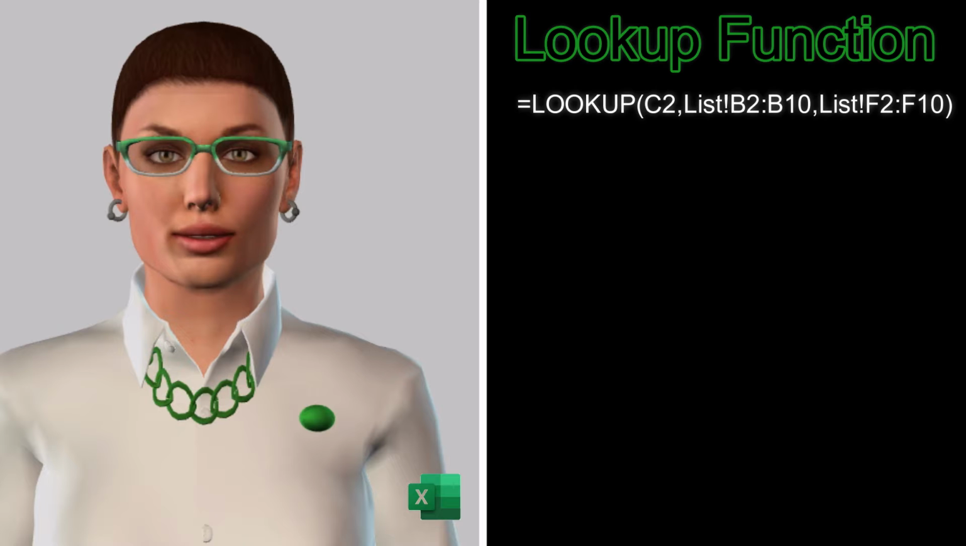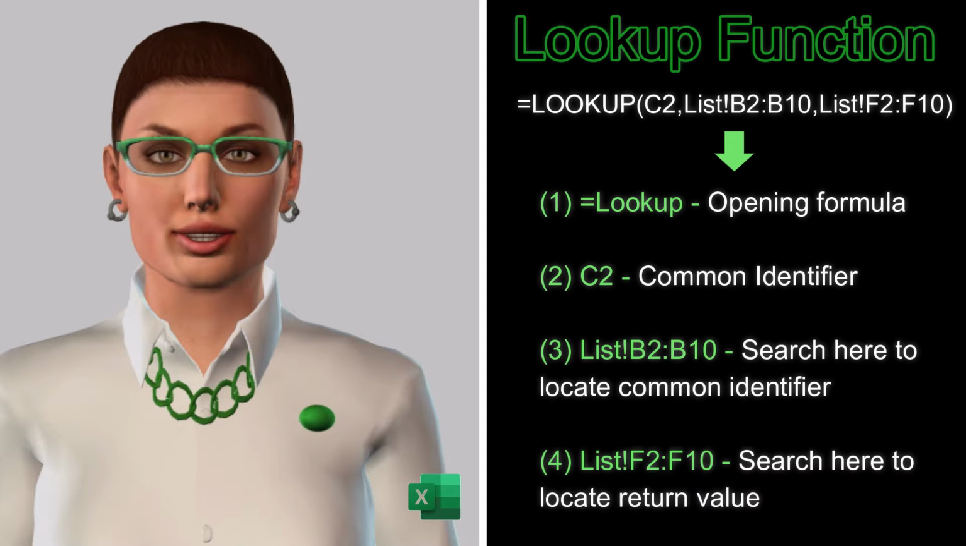Following is an example of the formula. Let's break it down into manageable pieces. So let's start with number 1, which equals lookup. This is the opening formula. All Excel formulas will begin with the equal sign followed by the actual function.